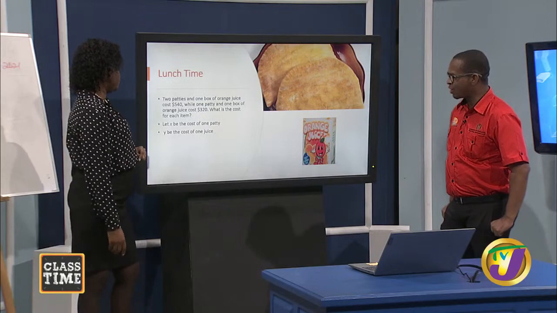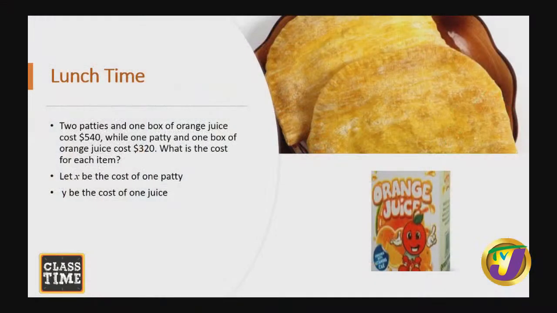And Y be the cost of one box of orange juice. Now, with that said, let us see what the equation would look like for two patties and an orange juice. That would be equal to $540, that would be your purchase. That is what I bought, two patties and a box of orange juice. So that's 2X plus Y equal to $540, which I paid.